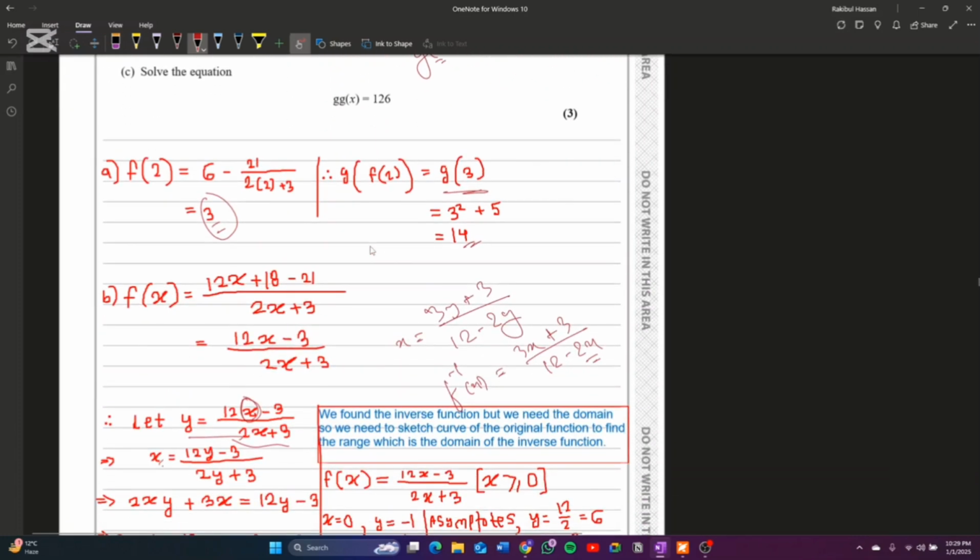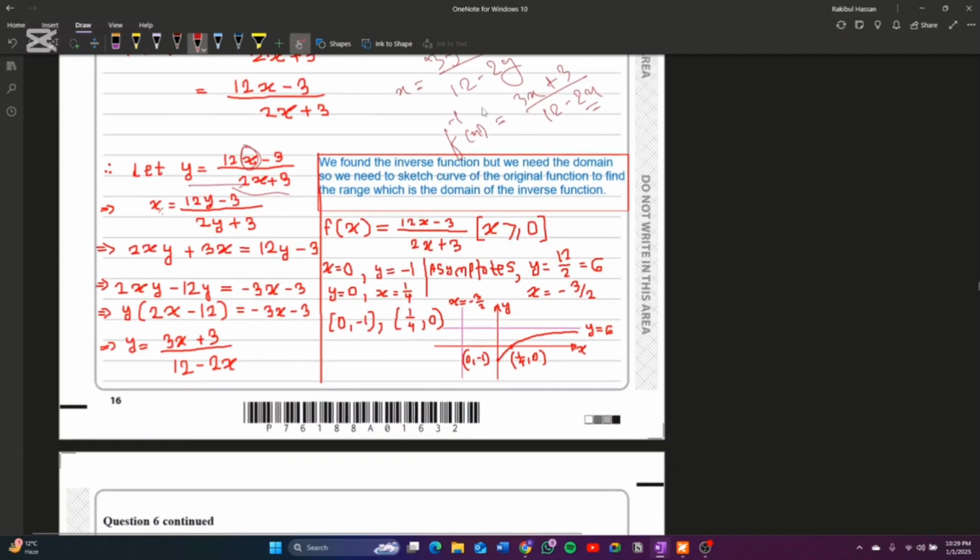Now, if we put the value of x equals 0 in this function f of x, we get y equal to -1, and where y is 0, we have x equals 1 by 4. Now, if we just draw the graph, we find that these are the 2 points that we got, one for x equals 0 and one for y equals 0.